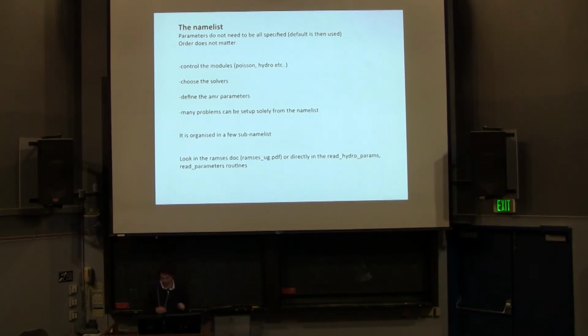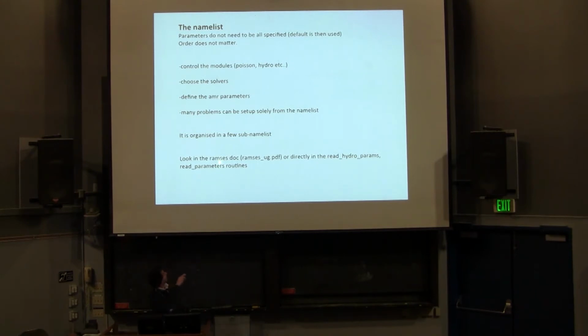You have a few sub-namelists which allow you to choose the modules like Poisson, Algo, etc. To choose the solvers you want to use, because there are several solvers which have been implemented. You can define the AMR parameters, so exactly how you will refine your grid, okay, so the rules for the refinement. Many problems can be defined solely using this namelist, as I will describe in a minute. You can define areas of your flow and set up all the variables using the namelist.